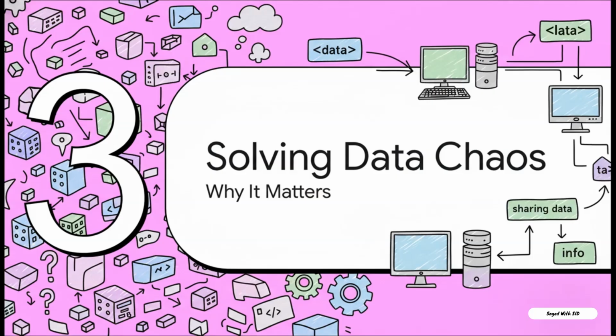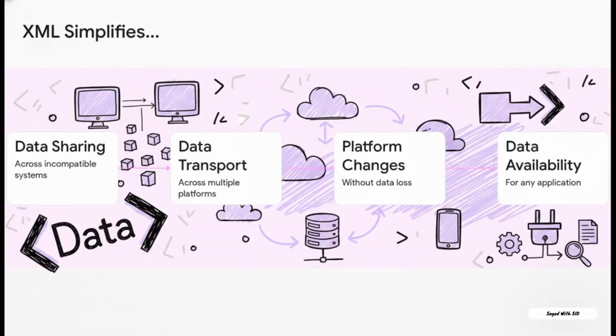Well, because before XML came along, getting different computer systems to share data was an absolute nightmare. Seriously, imagine trying to have a conversation where every single person is speaking a totally different, incompatible language. That was the internet. A total mess. So XML comes in and basically acts as this universal translator. And it makes four really tricky things suddenly super simple.